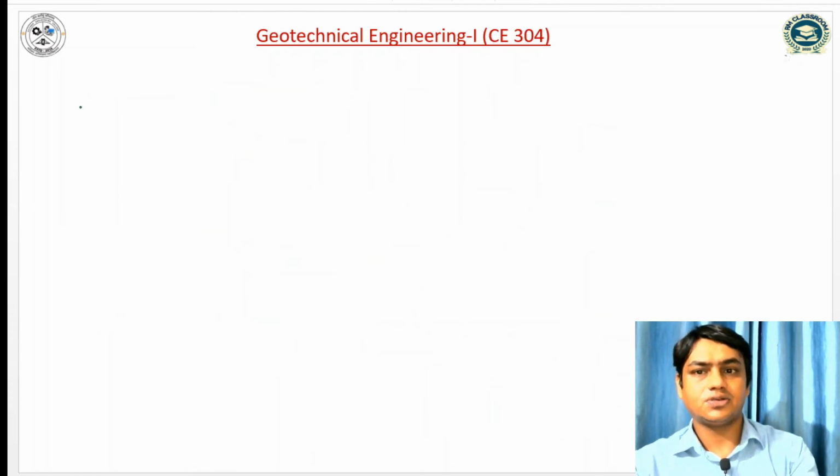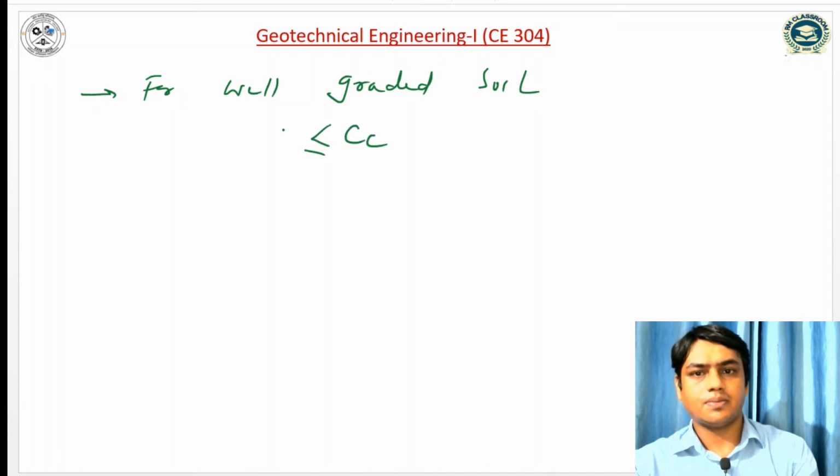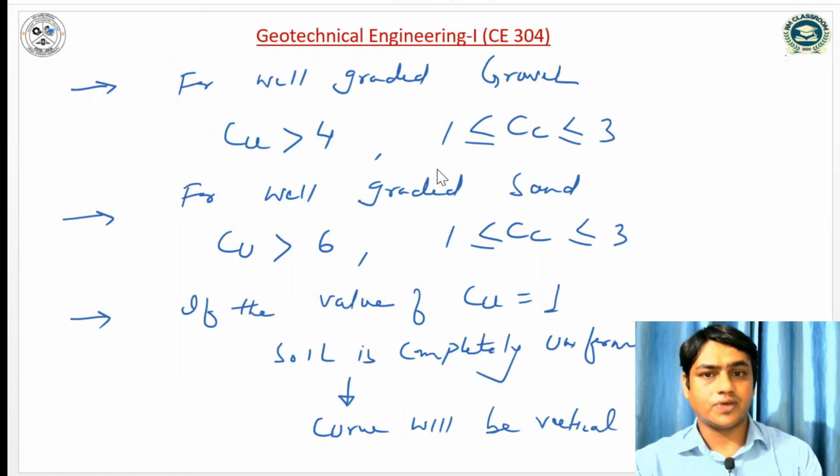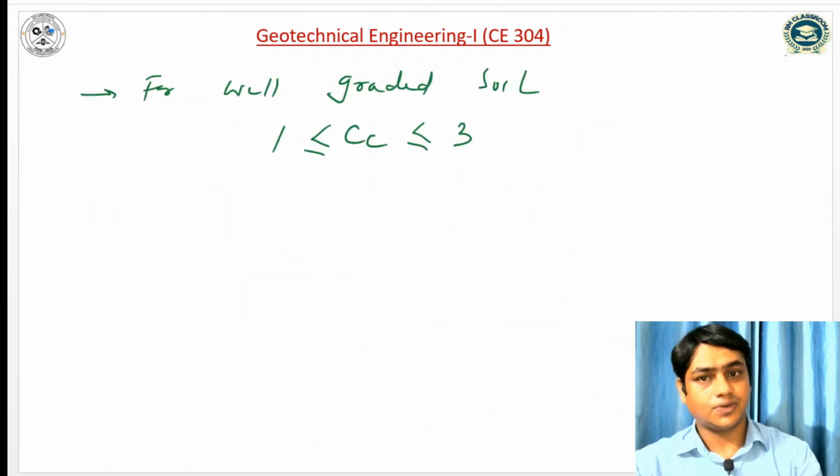And for well graded soil, our coefficient of curvature must lie between 1 and 3. So these are the different points we have learned. Draw the grain size distribution curve and compute the value of D10, D30, D60 corresponding to 10% finer, 30% finer and 60% finer, and compute the coefficient of uniformity and coefficient of curvature. And accordingly you can classify whether it is well graded gravel or well graded sand, or completely uniform soil, or well graded soil. That will depend on the value of coefficient of uniformity and coefficient of curvature.